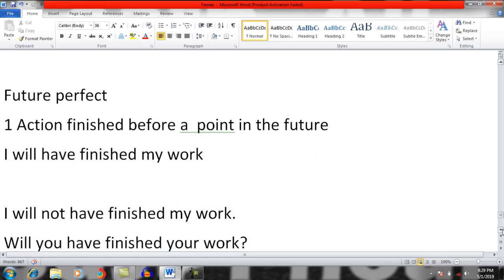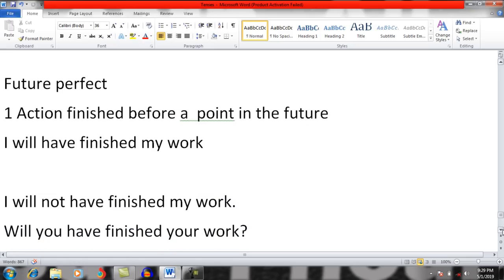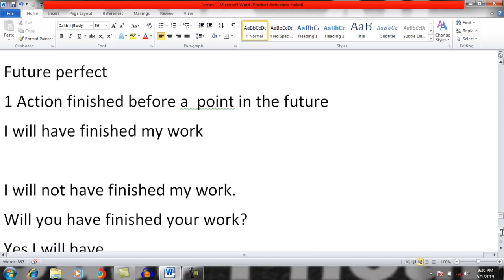So future perfect we use for those actions or activities which start in the future and complete in a specific time in the future. For example, an action finished before a point in the future, like this: I will have finished my homework. Now I'm just thinking about the homework and making up my mind by what time I will complete this work. So I'm just predicting that I will have finished my work.